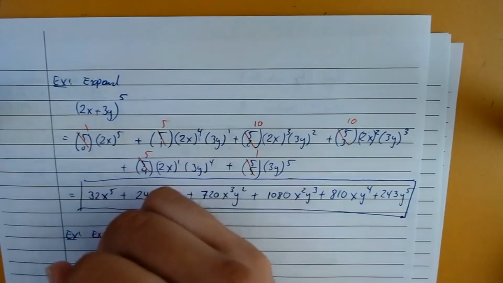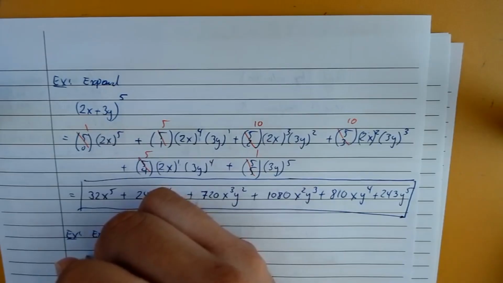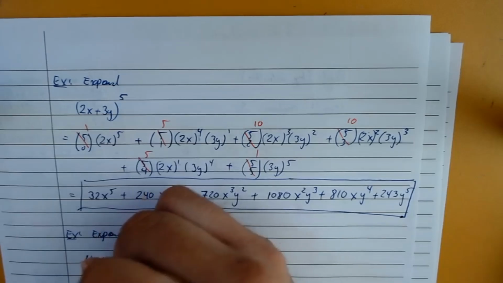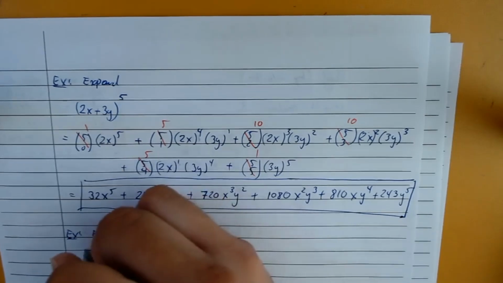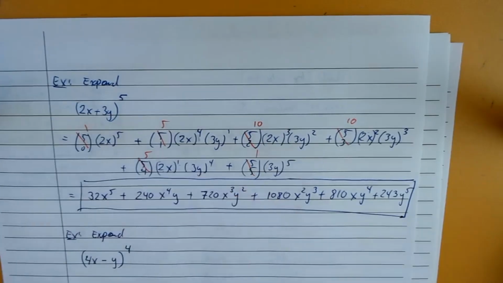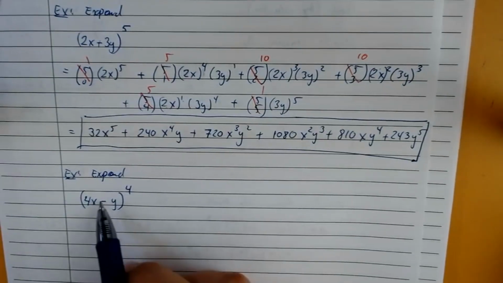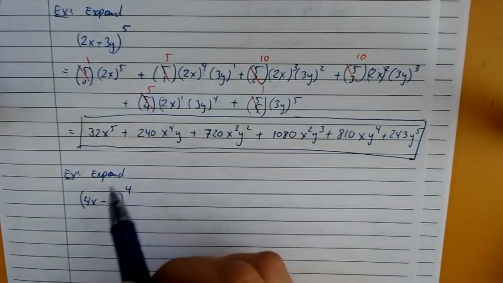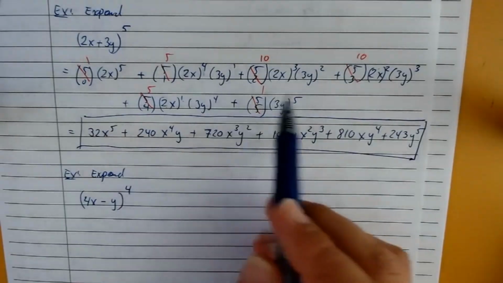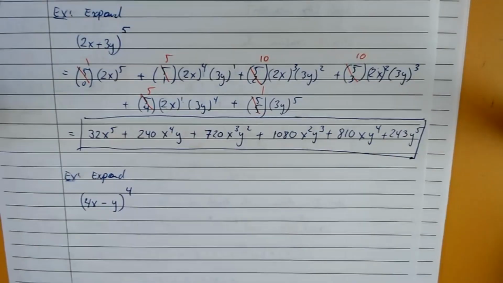Go ahead and expand 4x minus y raised to the power 4. Go ahead and give that a try. Pause the video. Give yourself the time you need. Note right here that you can write this as plus a negative y. So the negative will be part of the y. That'll be part of that term. All right? Once you're done, go ahead and unpause the video and we'll go through it together.